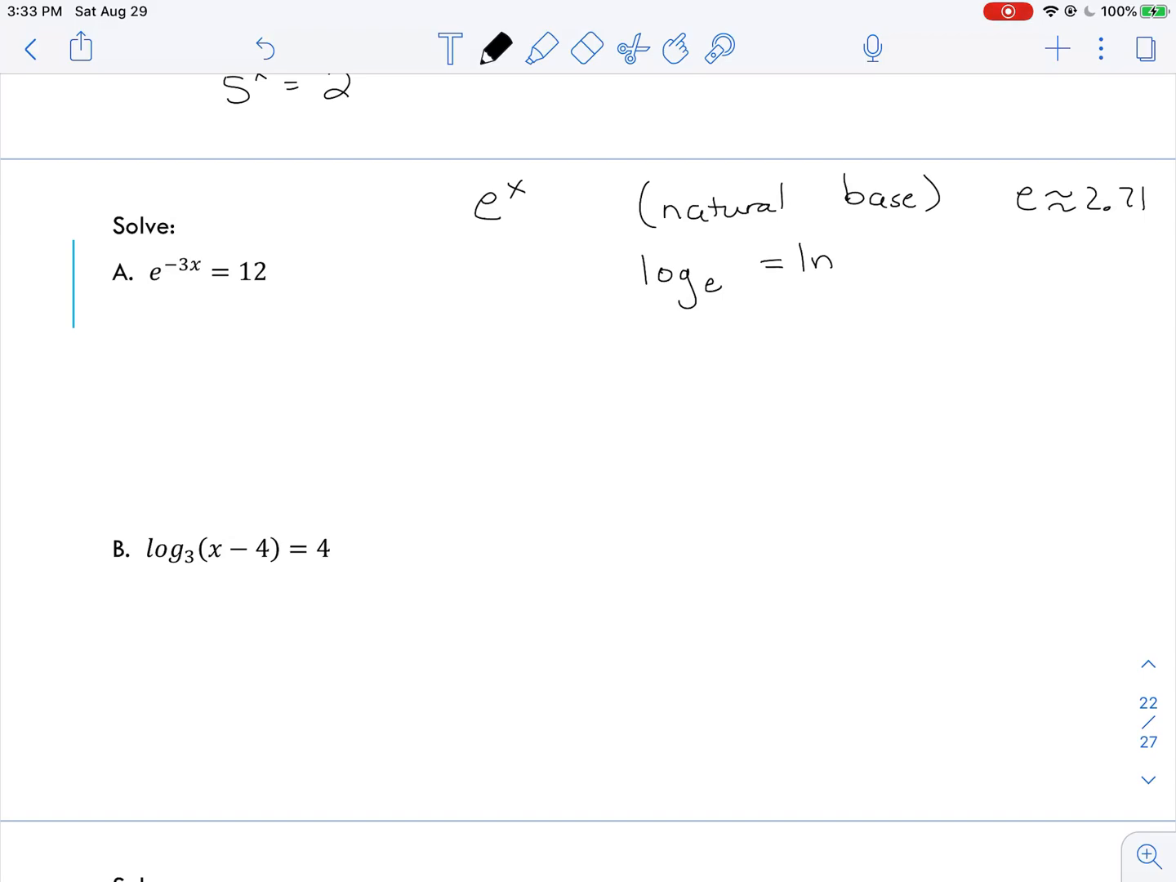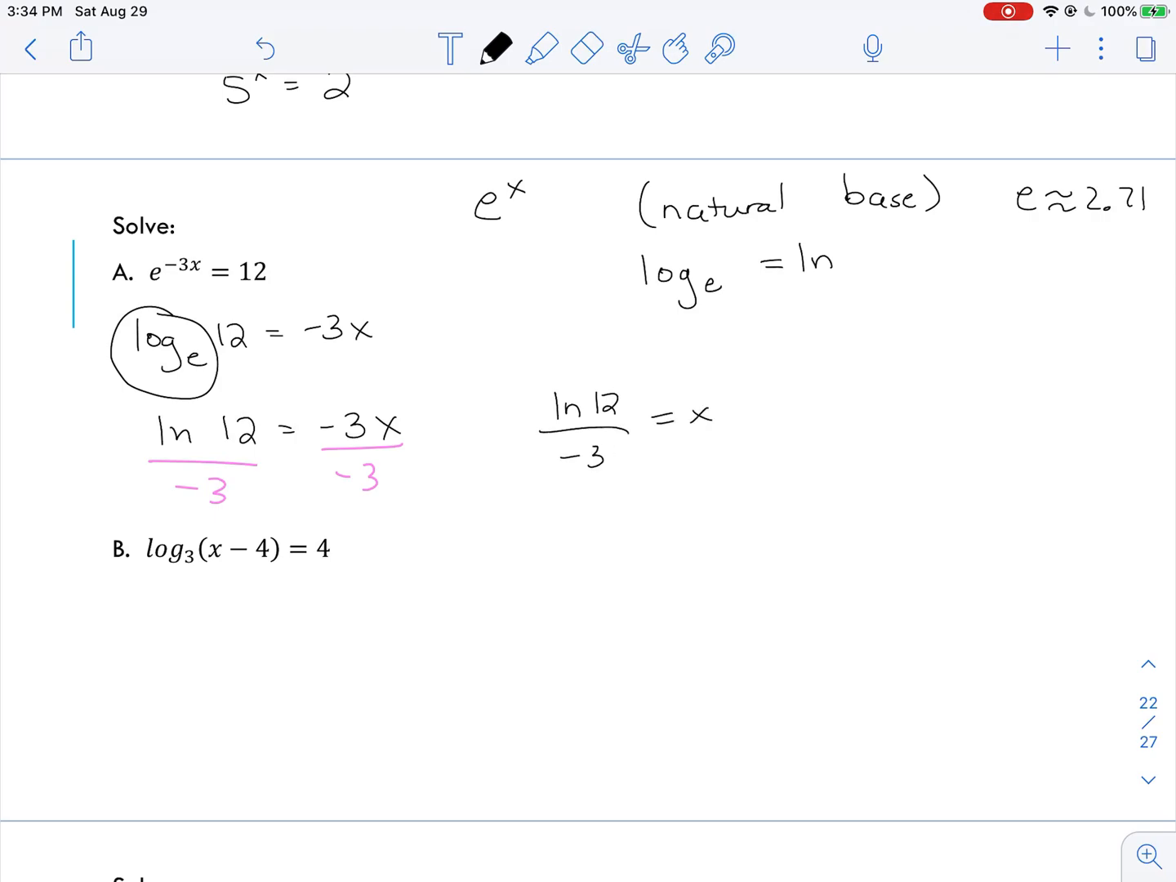So if you want to solve e to the negative 3x equals 12, again, we don't know 12 is what. I can't change that to a base of e. So we are going to rewrite this in logarithmic form. So it's going to be log base e of 12 equals negative 3x. But again, log base e is the same thing as ln, so I can rewrite this as the ln of 12 equals negative 3x. And then we can divide both sides by negative 3. And so the natural log of 12 divided by negative 3 is going to equal x. And you have an ln button on your calculator that you can use.